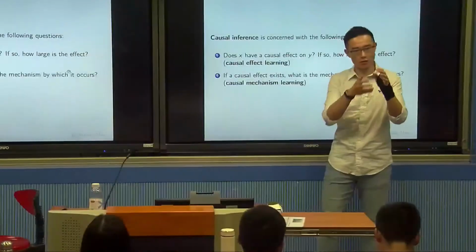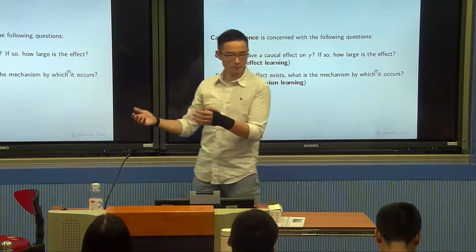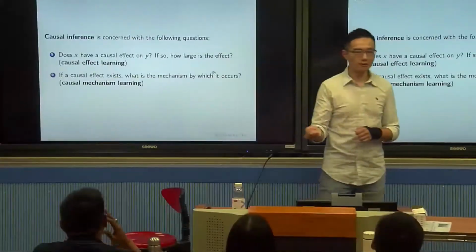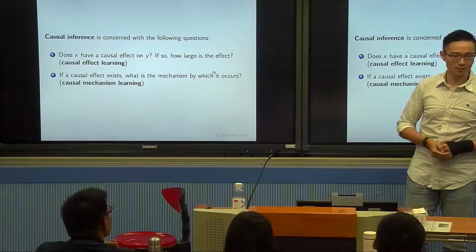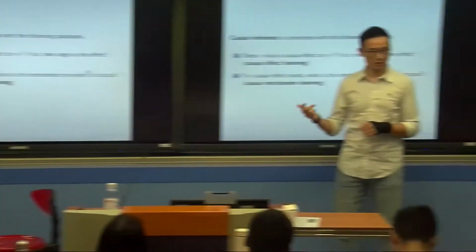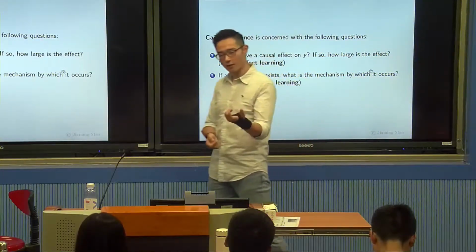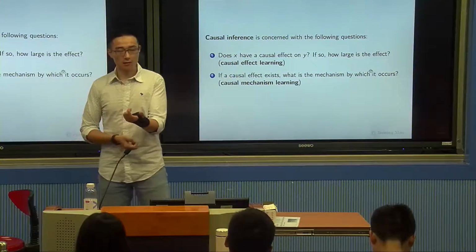So you can say, okay, suppose building a high-speed rail increases GDP by 1%. Just to give you an example. That's called causal effect learning, because all we have learned so far is an effect. This effect is 1%, 2%. A much harder question is why. Suppose you have established in causal effect learning that building a high-speed rail increases economic growth by 1%. Then the question is why?